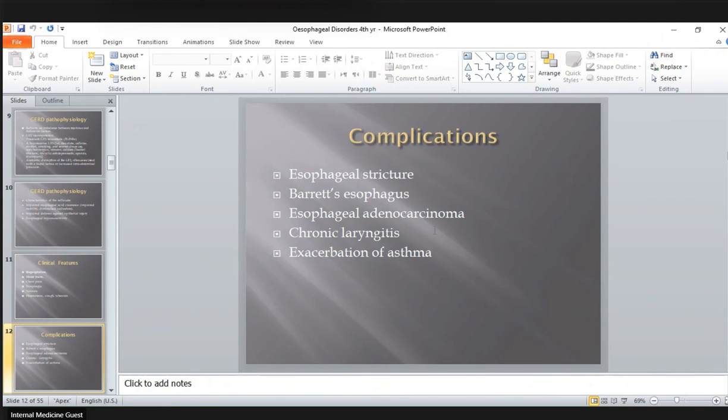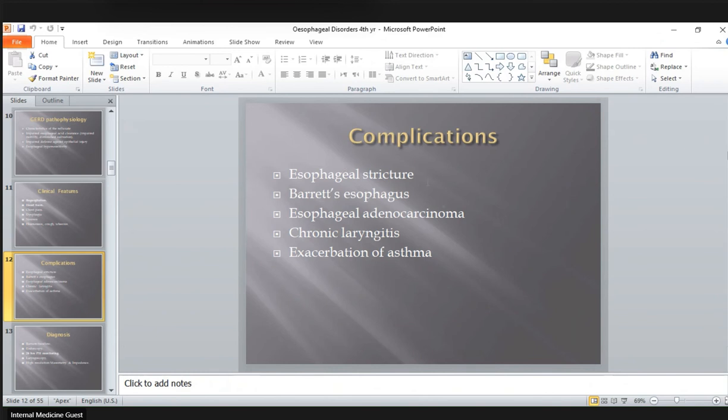Now, because there is excessive acid exposure at the lower esophageal sphincter, the patient is liable to develop certain complications, because acid will cause inflammation, ulceration, and if this ulcer heals, it will cause stenosis. So it may cause esophageal stricture.